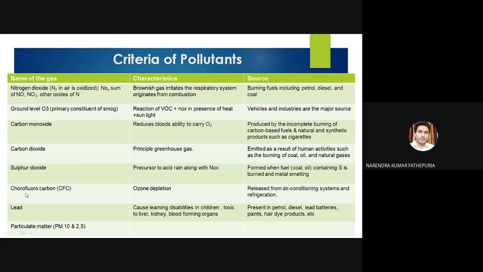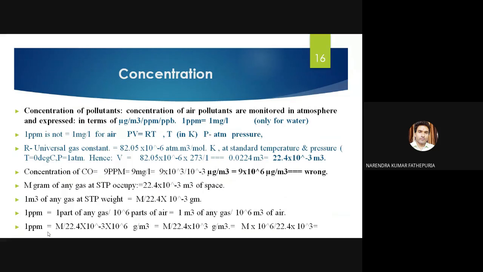Then there are chlorofluorocarbons, CFCs. The ozone layer is depleting because of the CFCs only. They are also greenhouse gases, released from air conditioning and refrigeration systems. There's lead, causing learning disabilities in children, and is toxic to the liver, causing kidney failure, as well as harming blood forming organs. Lead is also very harmful. It is present in petrol, diesel, lead batteries, pens, hair dyes, and other products. There's also particulate matter, PM10 and PM2.5, which is released continuously.